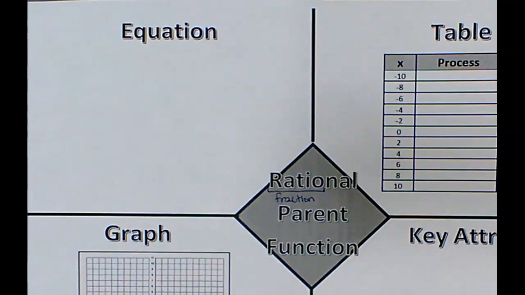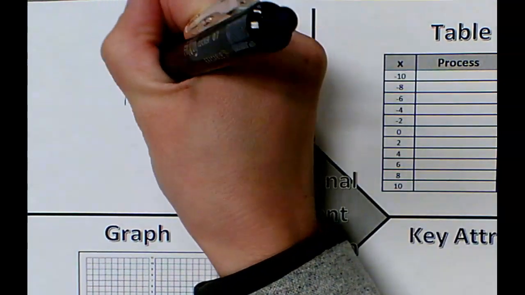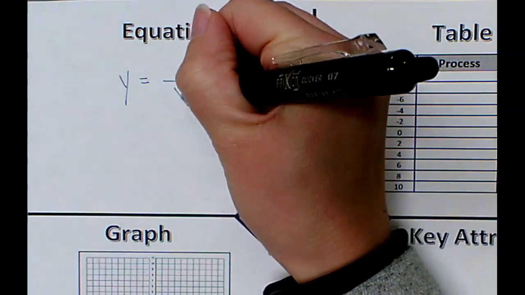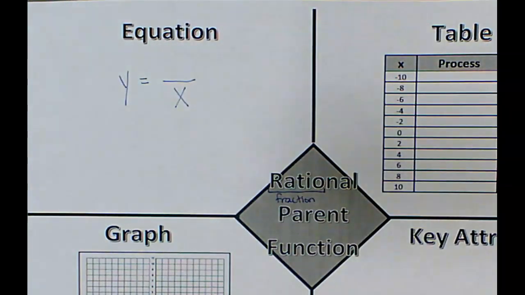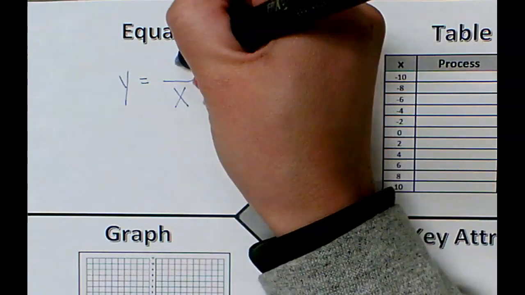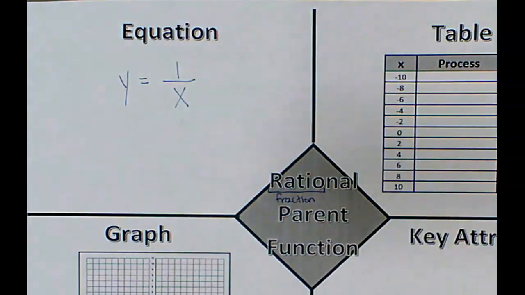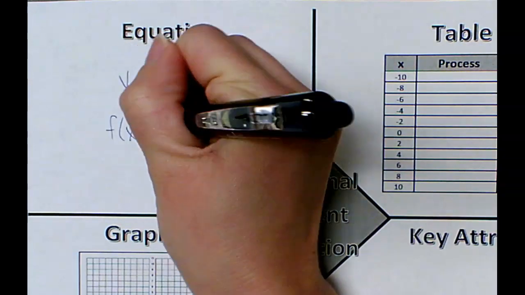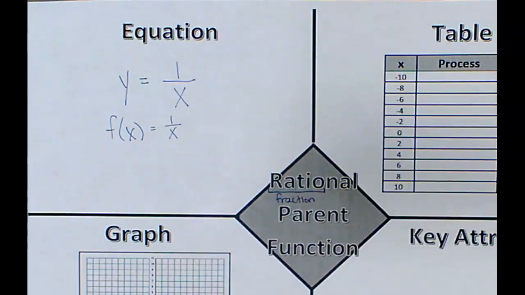So the equation would be y equals, you have a fraction bar, the x is in the denominator, and then the most basic number would be in the numerator, 1. So it's sort of like the coefficient because it could jump out in front. You could also write this as f of x equals 1 over x, and that would be completely fine. But the equation is y equals 1 over x. That's the rational parent function from which all other rational functions come from.